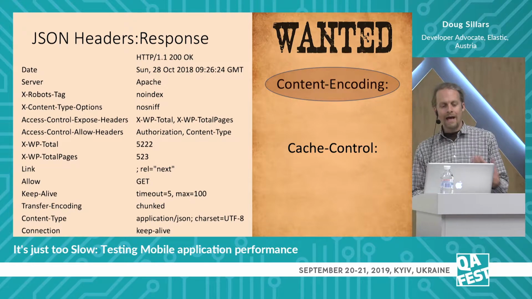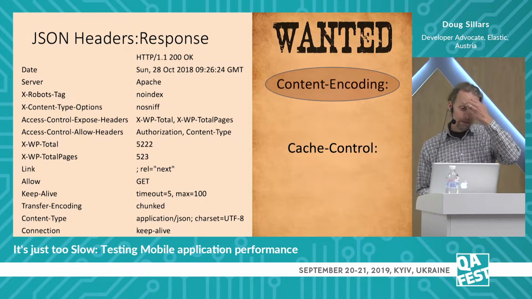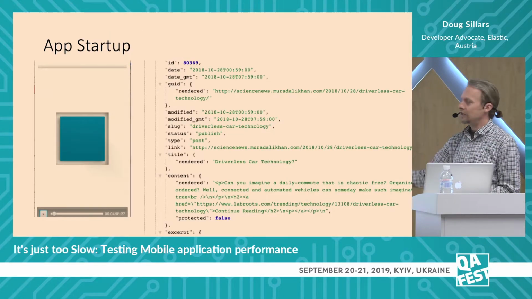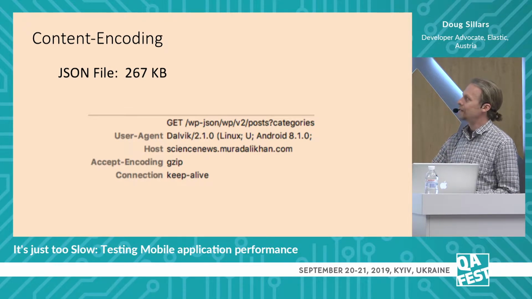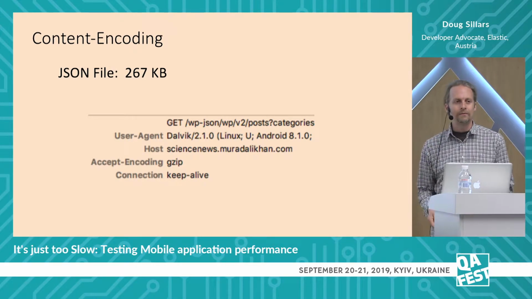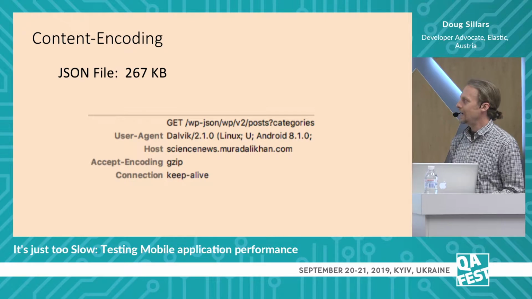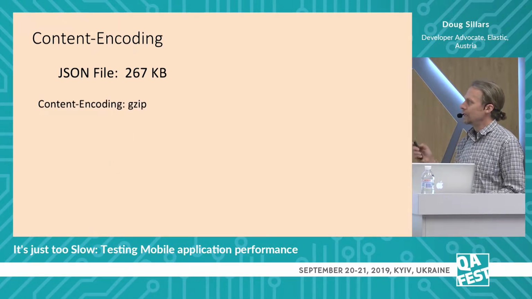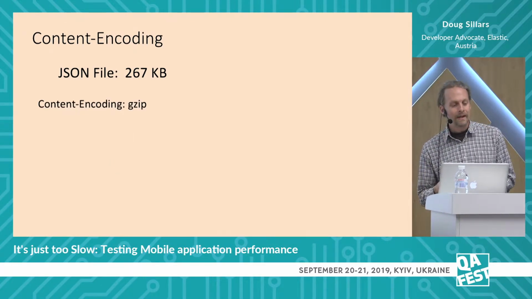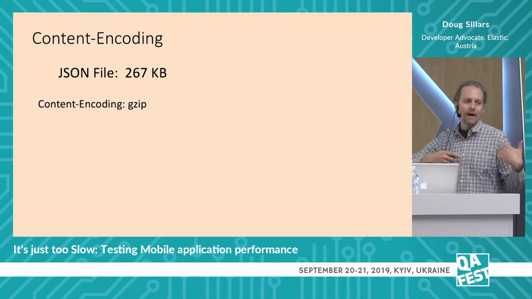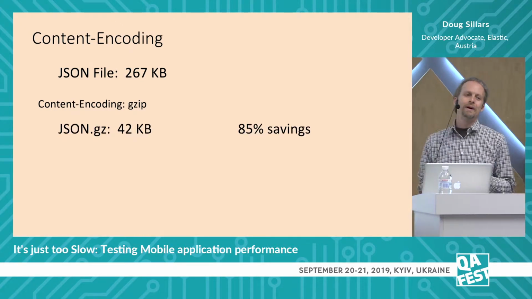And so what happens when we're missing compression? We've got this big JSON file. The JSON file is 267 kilobytes. The phone's saying, hey, I can support compression, but it didn't get sent that way. If I just take this, put it on my computer, I gzip it, it's 42 kilobytes.